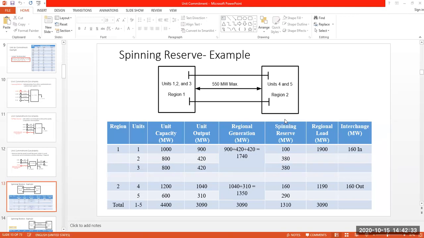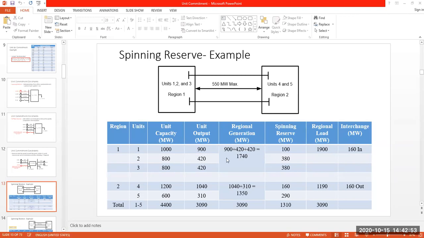So how much is the spinning reserve? How to calculate the spinning reserve? Because there are no losses, simply we have to deduct this value from this value. So it is 1000 minus 900. So 900 is being utilized for supplying the demand. The remaining 100 megawatt is in terms of spinning reserve.